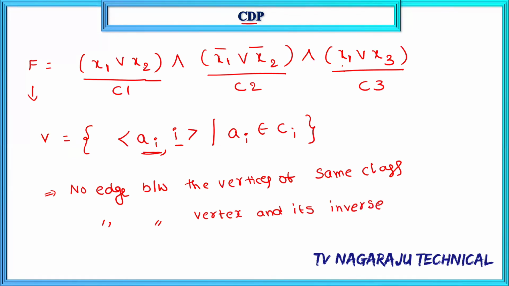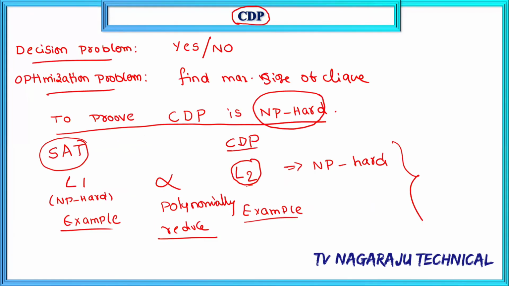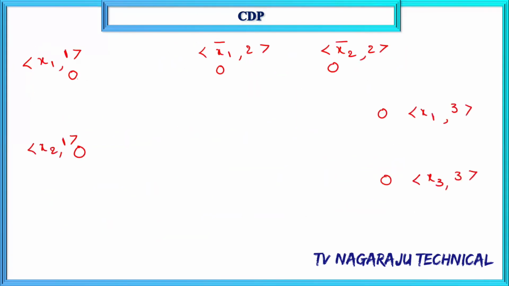Even though that is in a separate class, an edge is not possible to write. So here, see this one, x1. What is the inverse, x1 bar? Even though it belongs to class 2, it is not possible to write an edge. So based on those constraints, write down the remaining edges.